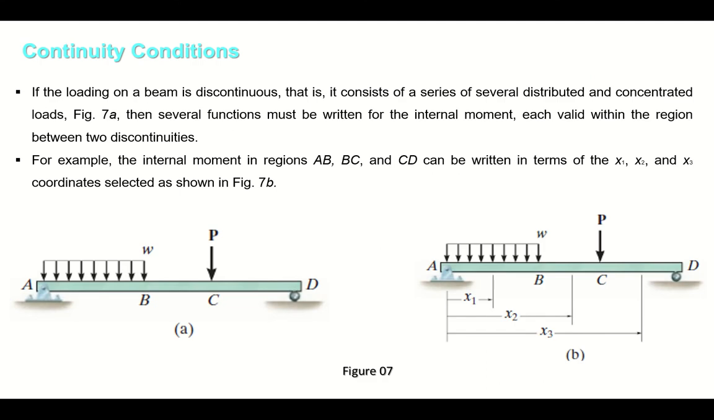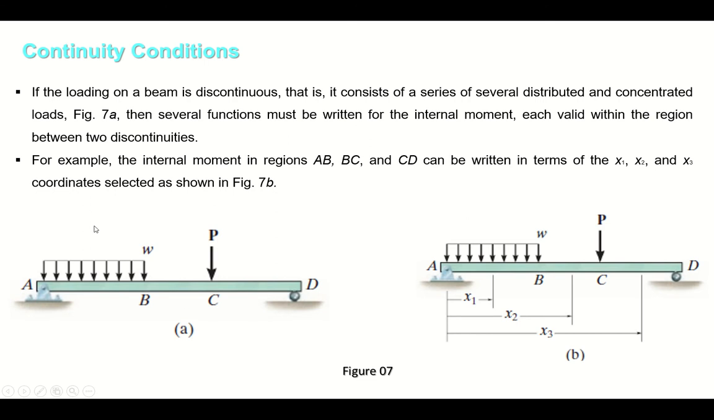Now apart from the boundary conditions, we also have continuity conditions, because if the loading on the beam is discontinuous, for example this case, it consists of a series of several distributed and concentrated loads. This is figure 7, this is its part A. Then several functions must be written for the internal moment, each valid within the region between two discontinuities. As you can see, from A to B the UDL is applied, from B to C there is no loading, at C there is a point load, and from C to D there is no loading applied, right?